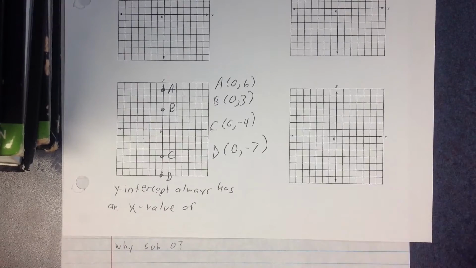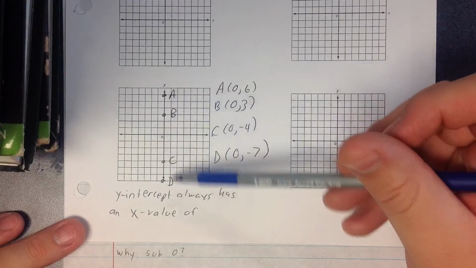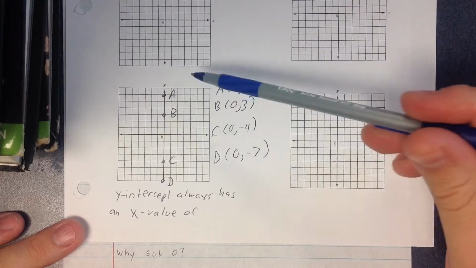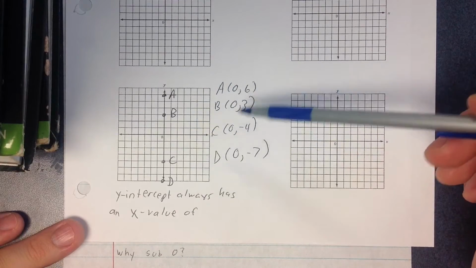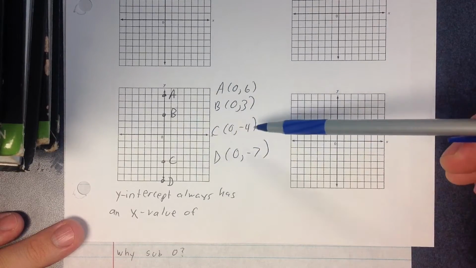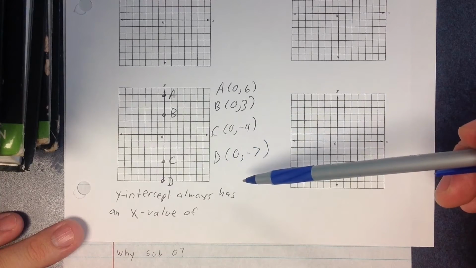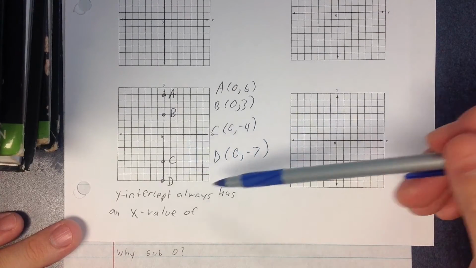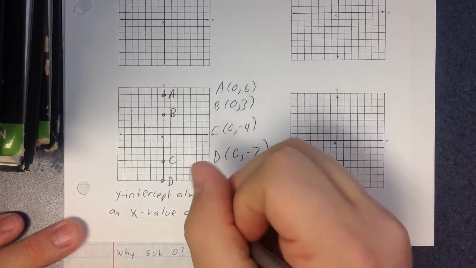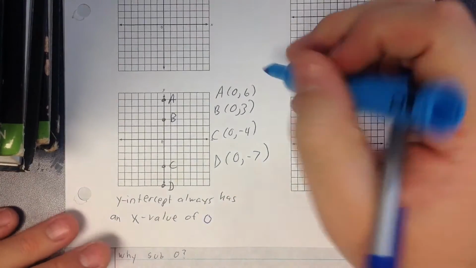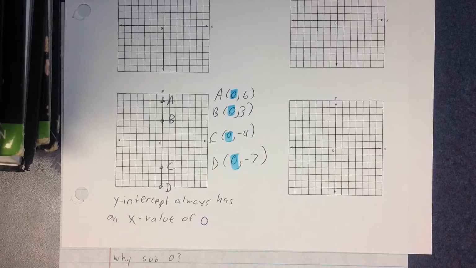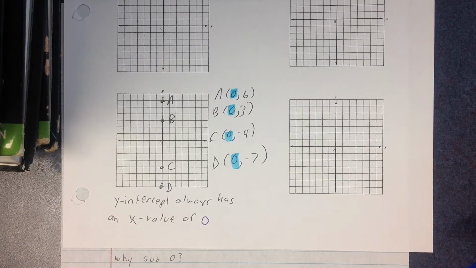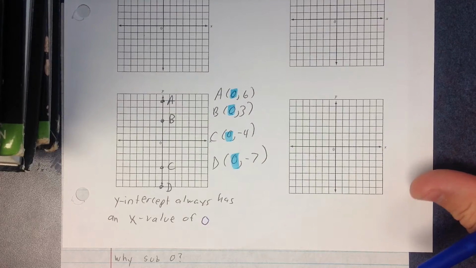Likewise, if I looked at 4 random y-intercepts, point A here would be 0, 6, B would be 0, 3, C would be 0, -4, D would be 0, -7. So the y-intercepts always have an x value of 0. The x value is always 0 if it crosses the y-axis. So that's why we plug in 0 for x to find the y-intercept.